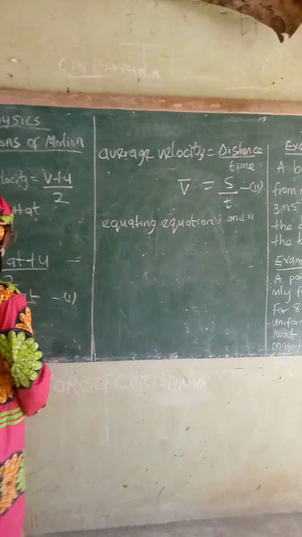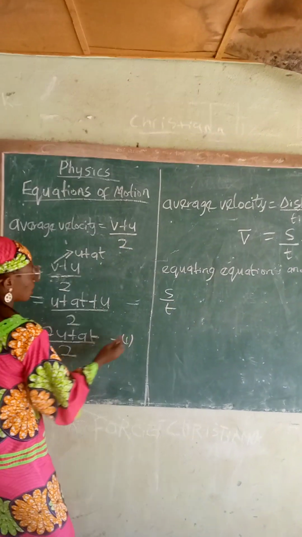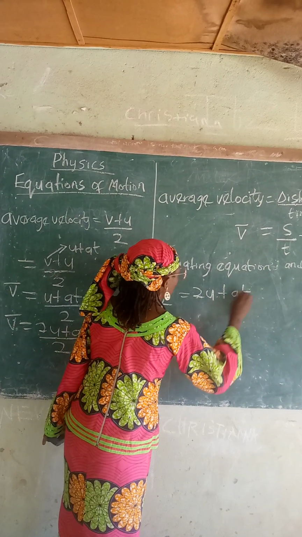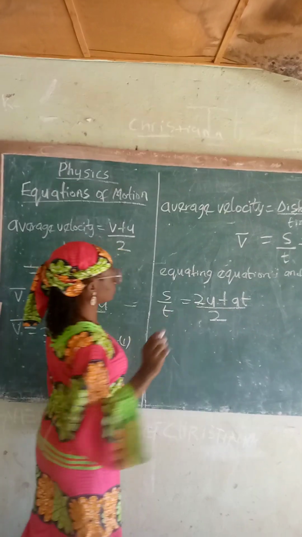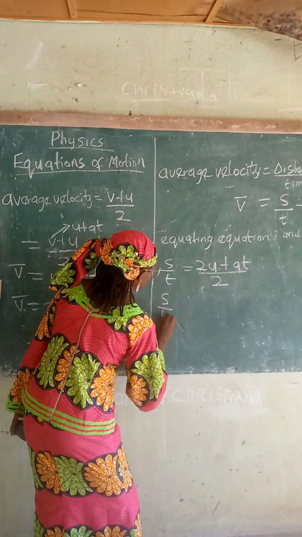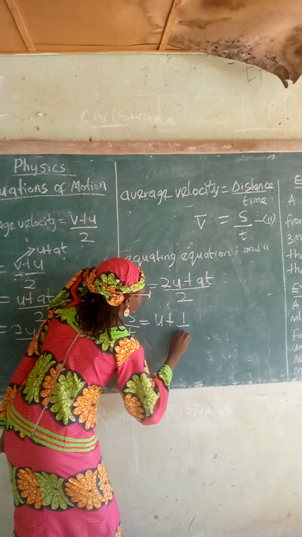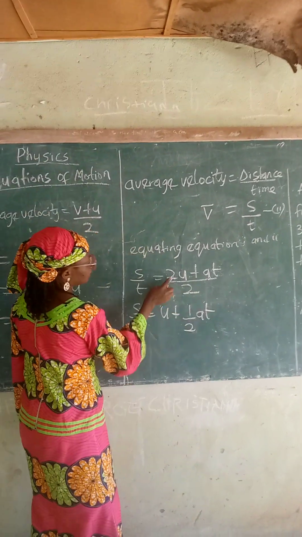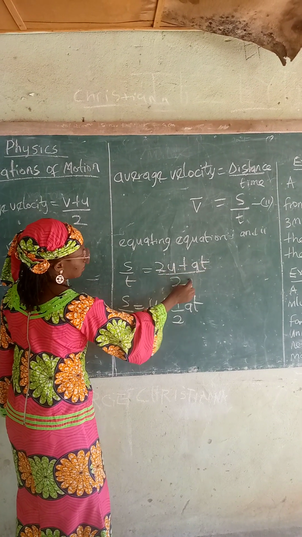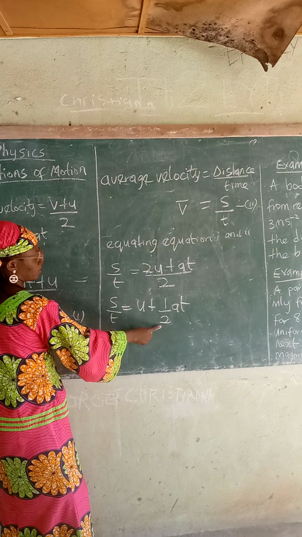we have S all over T, this equation 2, equated to this one, is equal to 2u plus at all over 2. Now, if we break this one down, we have S all over T is equal to u plus what? Half at. That's 2 divided by 2, we'll be left with u. Then 2 into this will give us half of it, which is at all over 2.